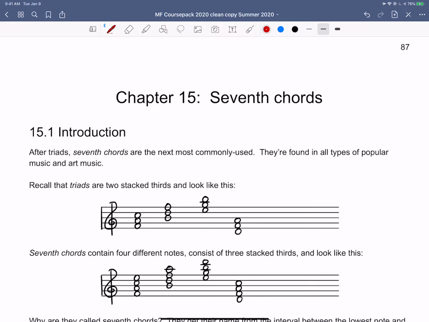Section 15.1, Introduction to Seventh Chords. So after triads, seventh chords are the next most commonly used type of chord, and they're found in all sorts of music. As you already know, triads look like this.